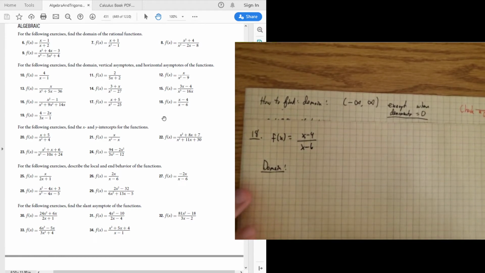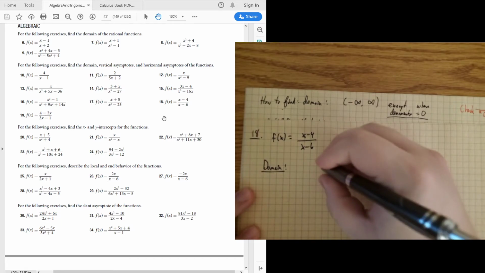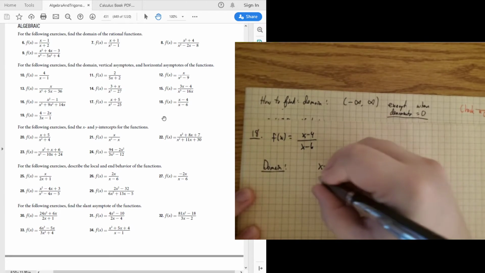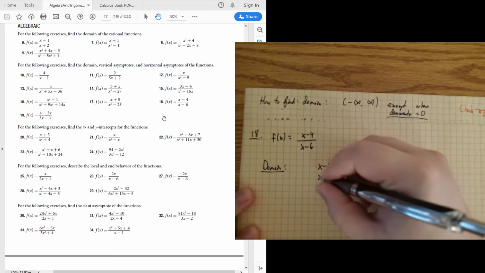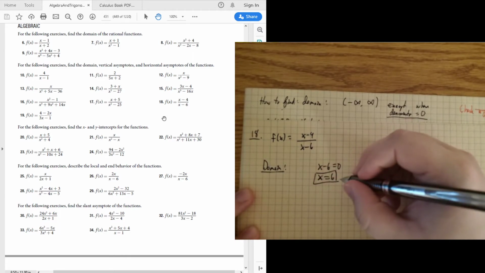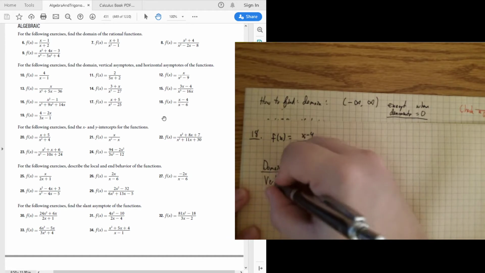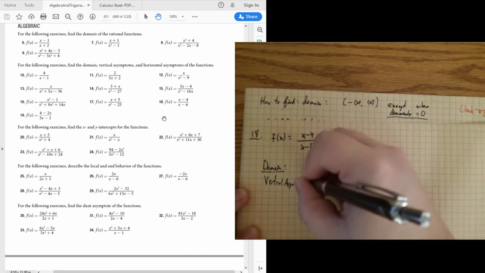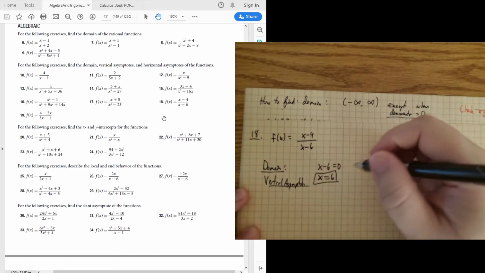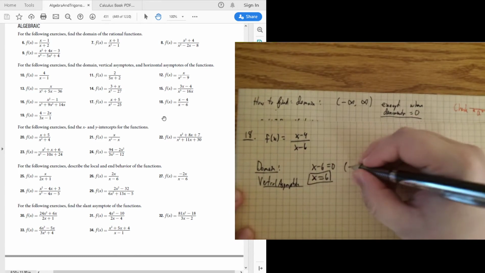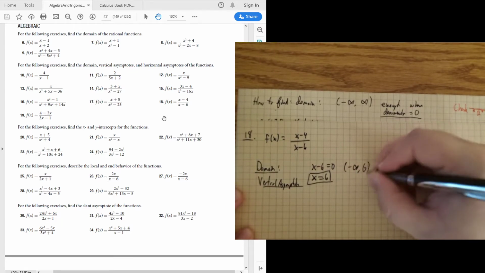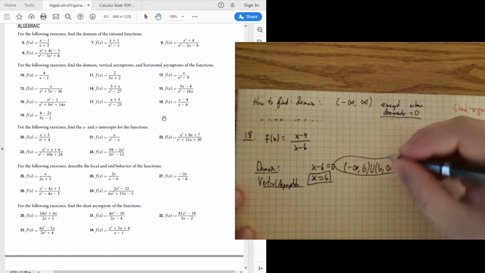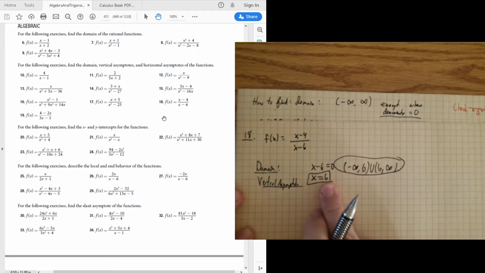All right, to find the domain, I just take the denominator and set it equal to 0, and that is equal to 6. This is a place where my domain fails, so this means this is my vertical asymptote. How do I write my domain now that I can't include 6? Well, I have to start at negative infinity. I can go up until 6, but I cannot include 6. So I've got my domain and my vertical asymptote from one part of the problem.